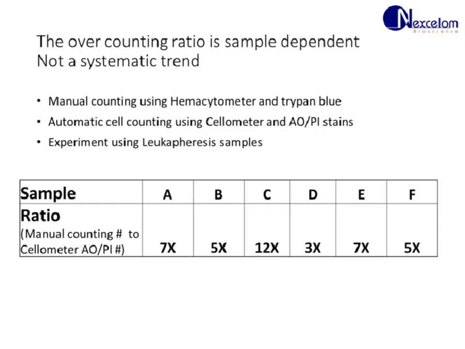Another experiment that we ran used 6 different leukapheresis samples, and we understand that the overcounting ratio is actually sample dependent. Again, it's not a systematic trend. We did manual counting using a hemacytometer and Trypan blue. We did automated cell counting using the Cell-Meter and AOPI. And out of the 6 samples, we can see that different levels of overcounting are achieved using Trypan blue and the hemacytometer.